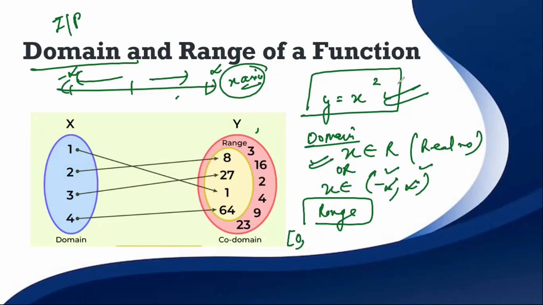I don't know the maximum value. It could be anything on the right-hand side of the axis, so it's infinity with the open bracket. This is my range, so y belongs to 0 to infinity. Because there is a square, a square always gives you a positive value, and if I put x as 0, y is also 0, because the square of 0 is 0. So range is the output and domain is my input.